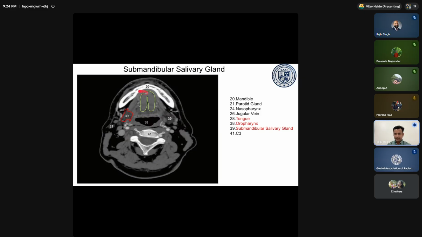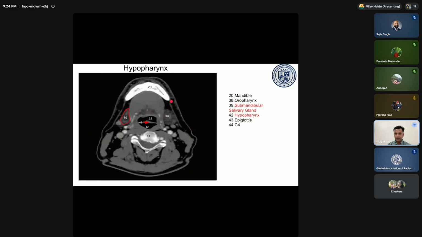Number 20 is the mandible, the lower jaw. Now the hypopharynx, this is number 42. Number 43 is the epiglottis. Still, we are able to see the submandibular salivary glands. The C4 vertebra will start from here. The cases are like pyriform sinuses, posterior pharyngeal wall, and post-cricoid region. Cases will be here.